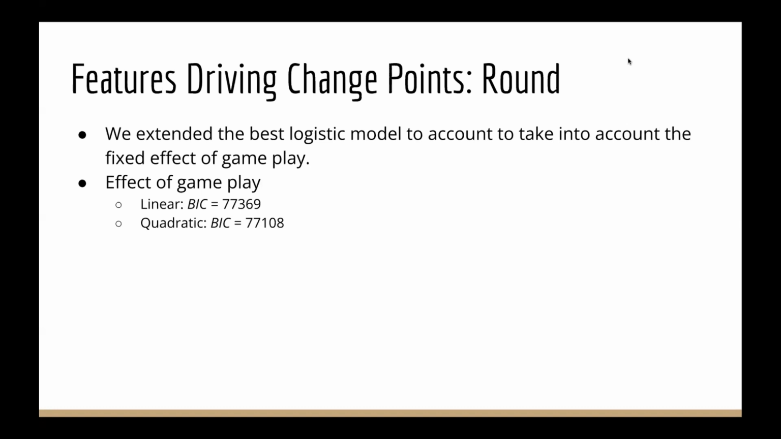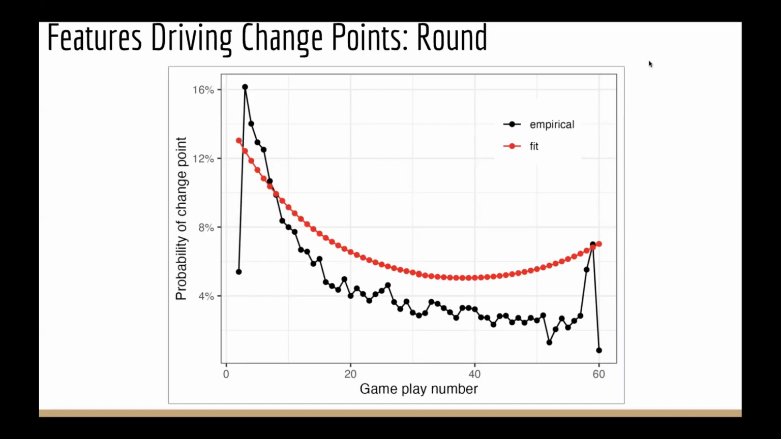Speaking directly to our second question, when were change points more likely to be inferred, we extended our previous best model by adding a fixed effect of gameplay, testing for both a linear and a quadratic effect. Model comparison using BIC found that a quadratic effect was warranted and significantly improved the model's fit. In the fit of the extended model, we see that change points do indeed occur more frequently early on in gameplays.